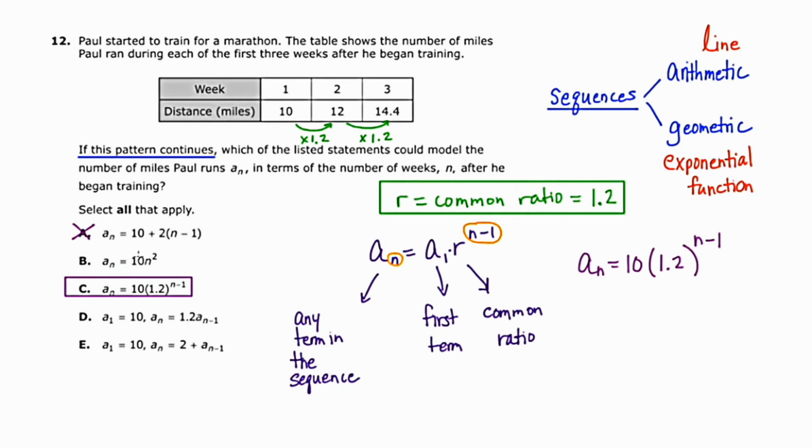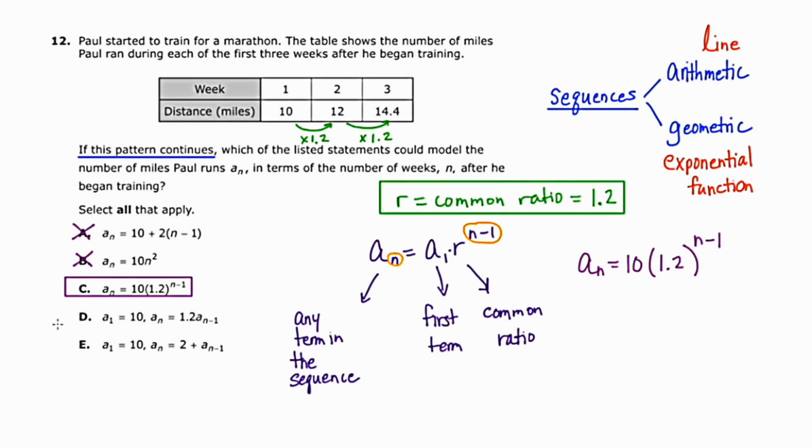In choice B, this would be the graph of a parabola. And our two choices are either going to be an arithmetic sequence, which looks like a line, or a geometric sequence, which looks like an exponential function. And this is a parabola, so that's not going to work either.